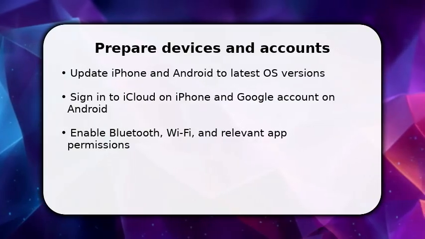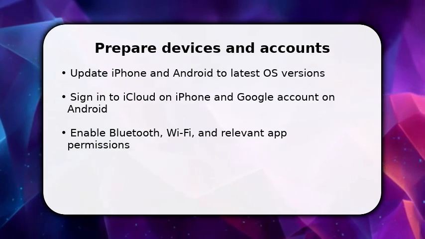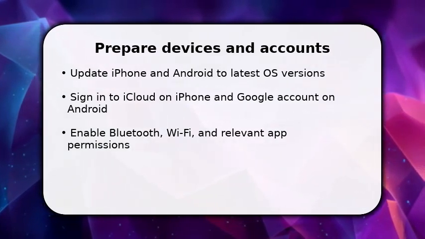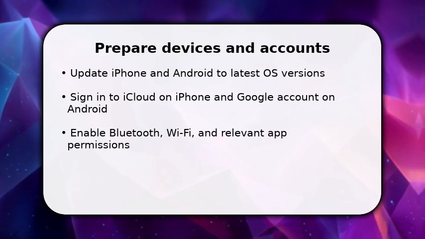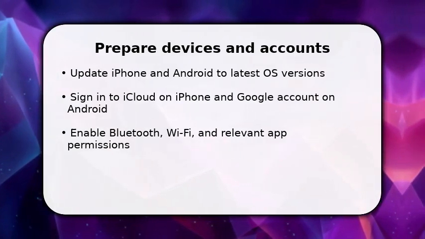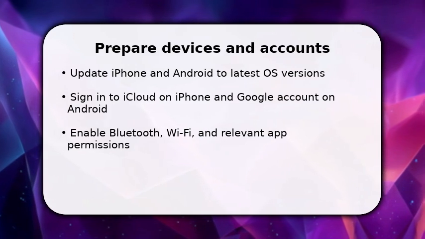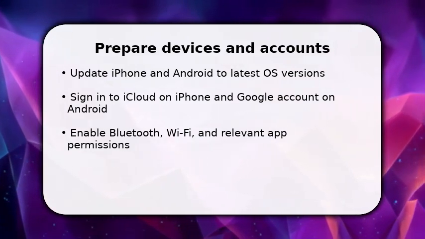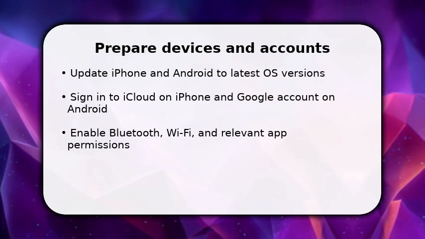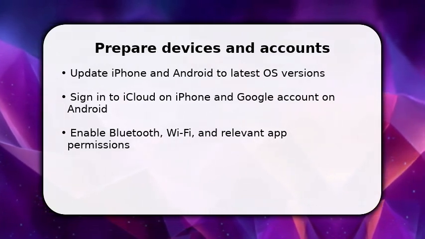You start by updating both devices and signing into their core accounts so data can flow. Connect to the same Wi-Fi and turn on Bluetooth. This speeds device discovery. Install shared apps, messaging, cloud storage, and calendar. Then grant contacts, photos, and notification permissions.